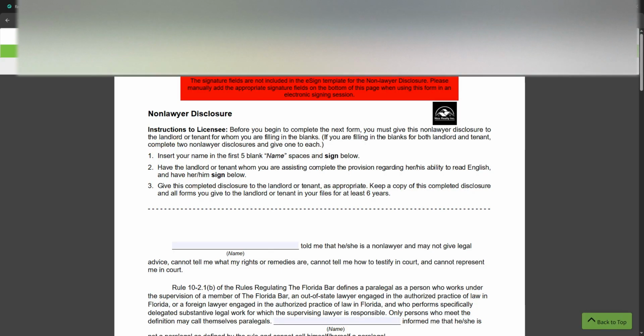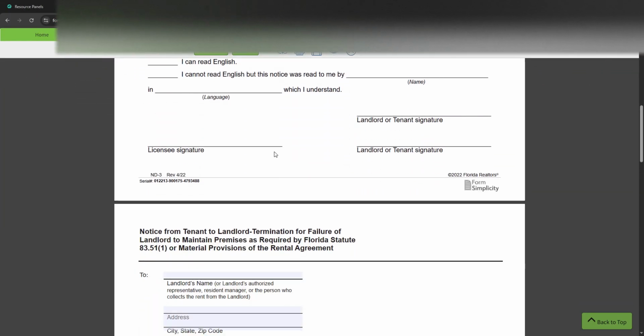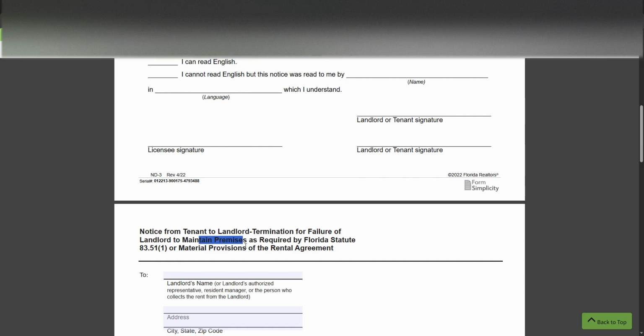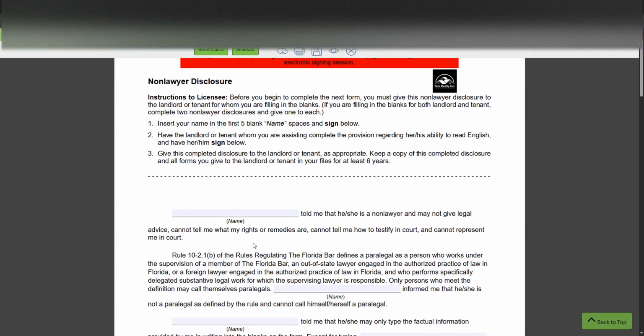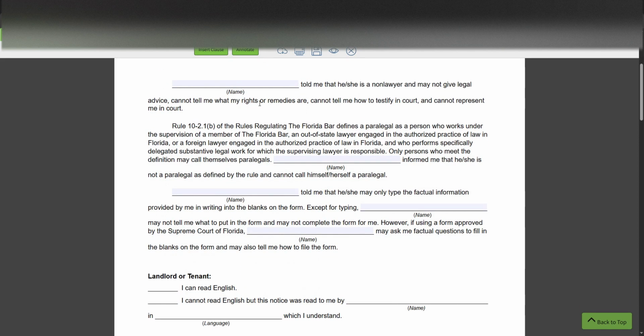Let's go back to the document that we're filling out today. The notice from tenant to landlord, termination for failure of landlord to maintain premises. Again, it begins with a non-lawyer disclosure. If you're a real estate agent and you're going to be assisting a little bit with this document, providing it to the tenants that you're working with, the real estate agent will fill out their name here.